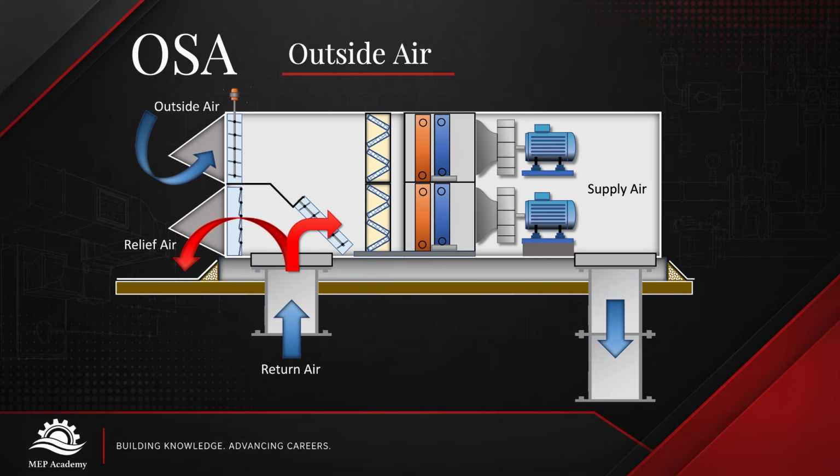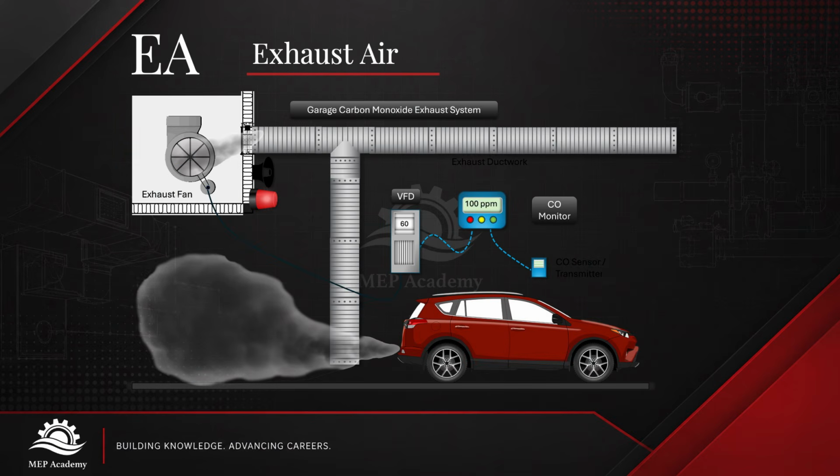Number 13. OA, Outside Air. Outside air is fresh air brought into the HVAC system for building ventilation. It helps dilute indoor contaminants and maintain acceptable indoor air quality but must usually be heated or cooled before entering occupied spaces.